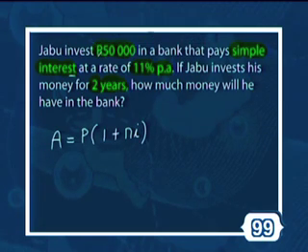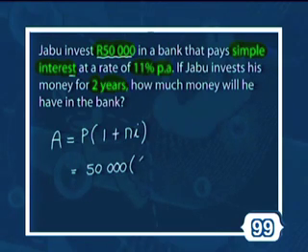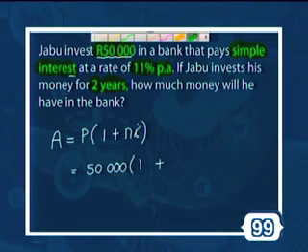Right, so let's identify the 50,000. So he invests 50,000, so 50,000 is now, presently. So we're going to pop the 50,000 in and replace the P with 50,000. Then it says that it's at 11% per annum. So that means that in place of the I, this value here, I am now going to put 11%. So that is 11 over 100.